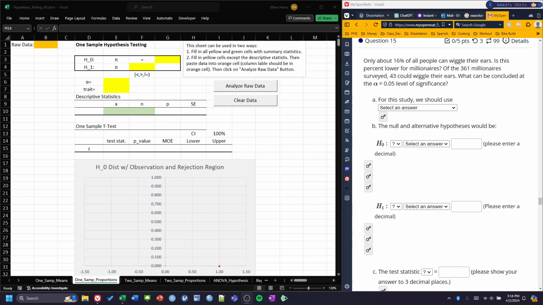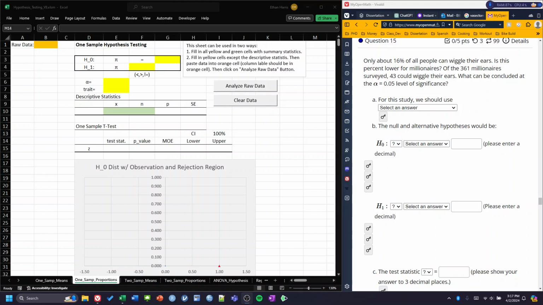It says that only 16% of all people can wiggle their ears. Is this percentage lower for millionaires? And then of the 361 millionaires surveyed, 43 could wiggle their ears. What can be concluded at the alpha level of 0.05 level of significance?